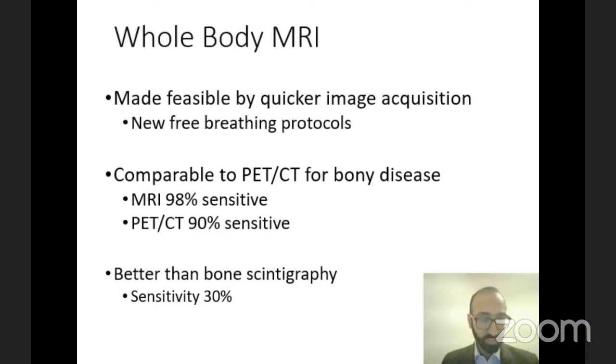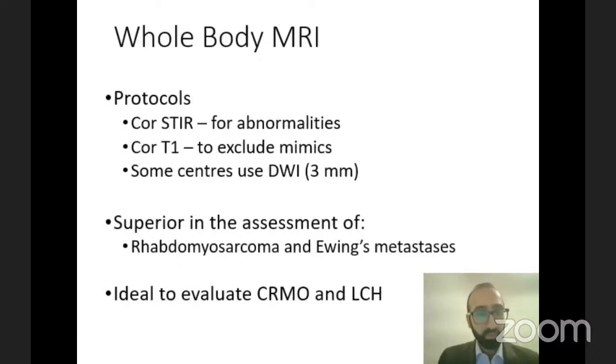And of course, in children, we're concerned about the dose of PET-CT. And MRI is certainly better than scintigraphy in some tumor groups.